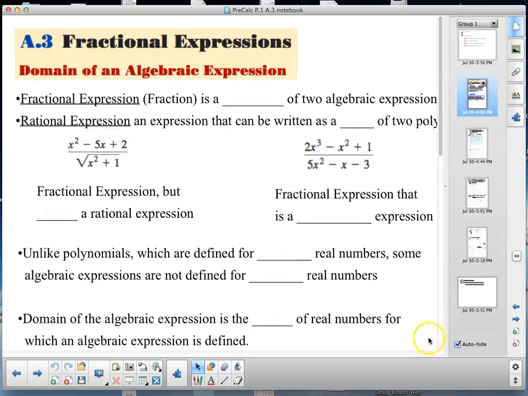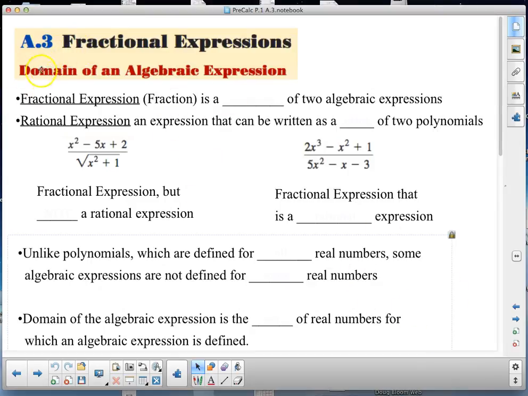Let's see what we've got. First thing: the domain of an algebraic function, fractional expressions. A fraction is a quotient of two algebraic expressions. A rational expression is an expression that can be written as a ratio of two polynomials. Now, this fractional expression is not a rational expression, because the square root would exclude it from being a polynomial. This is the connection of two polynomials in a fractional expression. That is a rational expression.